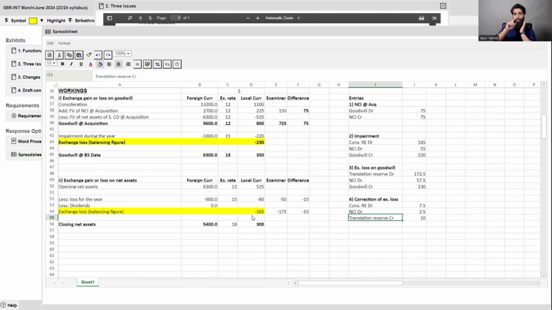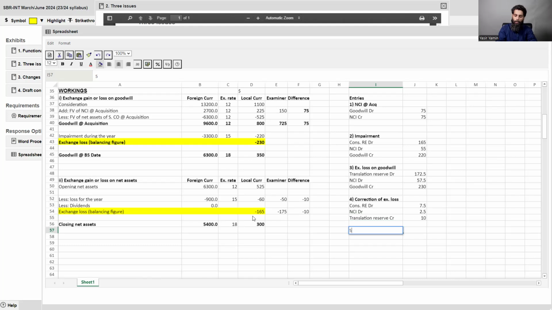But there was another mistake in the examination scenario. What was that mistake? The examiner forgot to transfer any exchange loss to NCI. With regards to net assets, the examiner forgot to transfer any exchange loss to NCI. But we should give NCI's share of exchange loss.